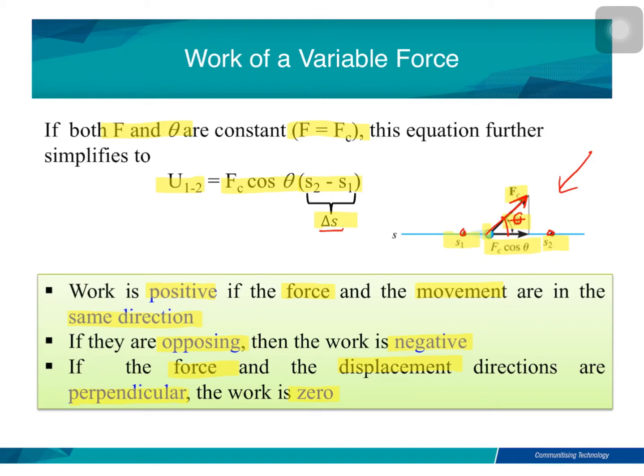So here you must remember, work is positive if the force and the movement are in the same direction. If they are opposing, then the work becomes negative. If the force and displacement directions are perpendicular, the work is 0. Because what? Because cos 90 becomes what? So that is why when the force and displacement directions are perpendicular, the work is 0.